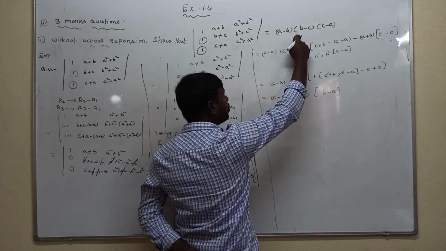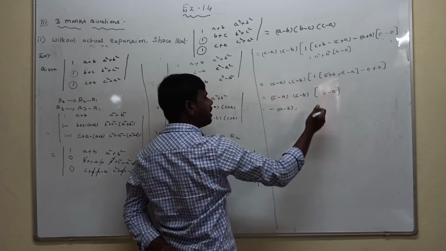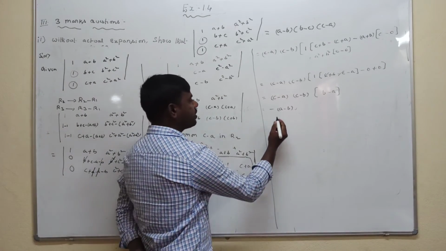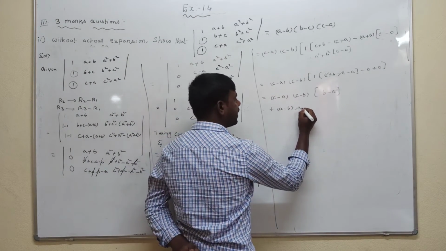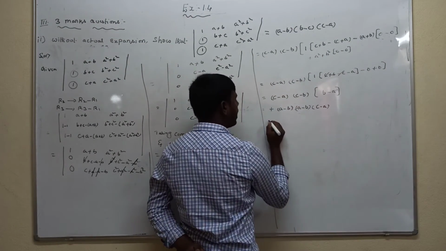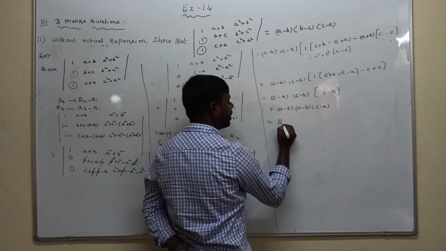Next, to prove that b minus c, but here what is there? c minus b is there. That's why take common minus outside, minus of minus plus. So you get a minus b, c minus a. Finally we got the RHS condition.